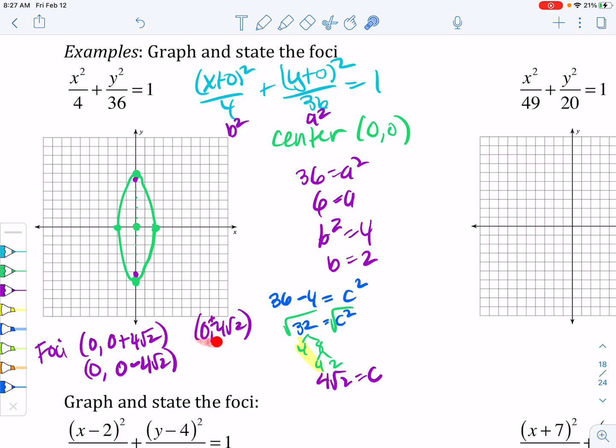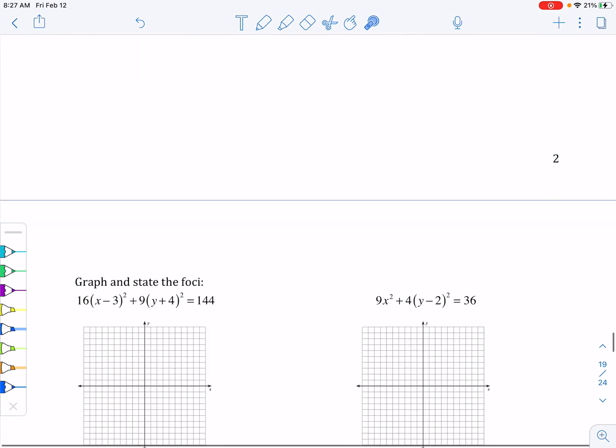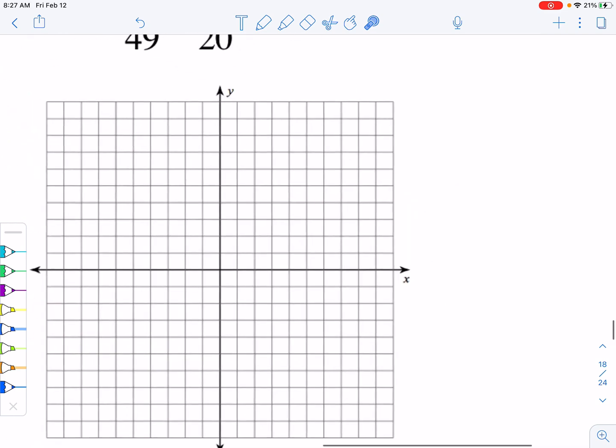So I'm just going to keep it as 0, plus or minus 4 root 2. Okay. Let's take a look at, I just want to make sure. I guess we're going to do this one.